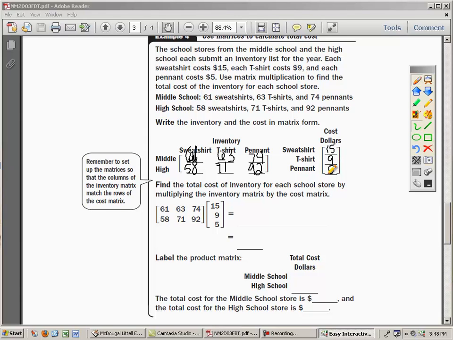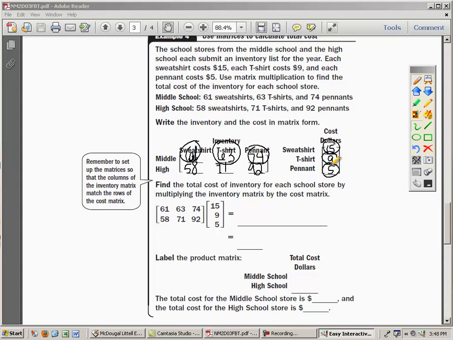So if I was trying to find the total amount of money that the middle school had invested into material, I would have to do 61 times 15, because 61 sweatshirts times $15 a sweatshirt gives me the total amount of money they have wrapped up in inventory in sweatshirts. And then 63 times the cost of a t-shirt, and then 74 times the cost of a pennant. And then add all that together, and that's going to give me the inventory cost for the middle school.